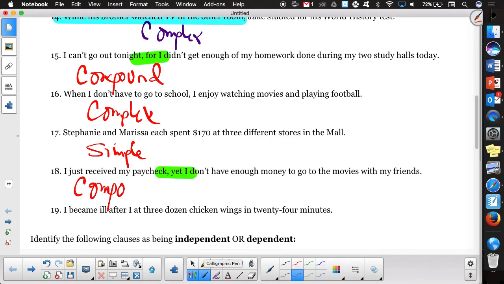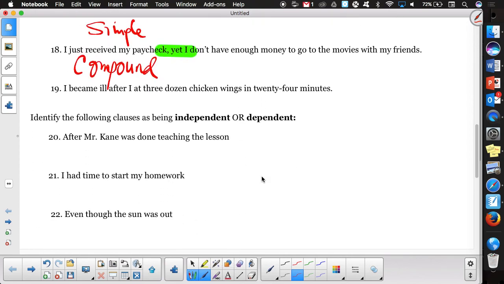You got $10 an hour. They're in some debt. I had to pay off their stuff. I became ill after I ate 3 dozen chicken wings in 24 minutes, period. Then I went to Allegheny General for my appendectomy. No, I did not do that. Well, I did, but not for that reason. I said simple. No, it's simple. There's no other comma. It's a lot of wings in a short amount of time.